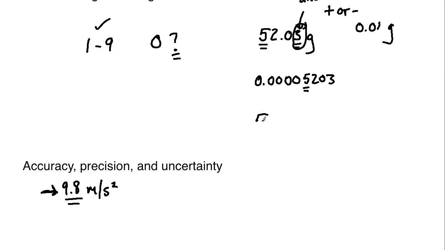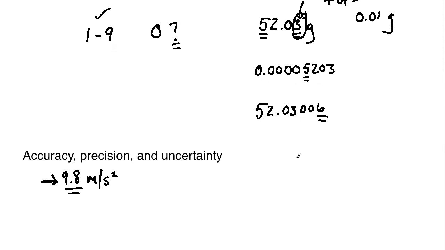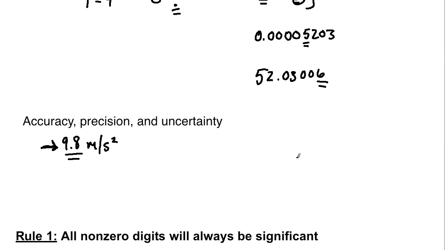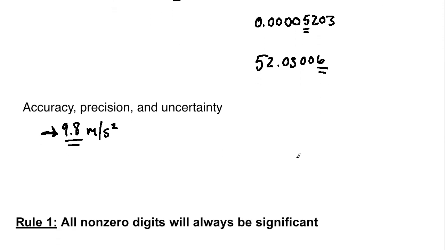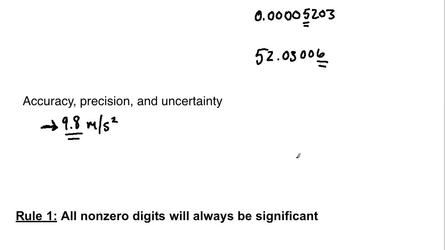Maybe there's another scale that could go to 52.03006. So the level of precision is greater in a situation like that, provided that the repeated measurements are coming up the same. So significant figures help to communicate how precise those values are.